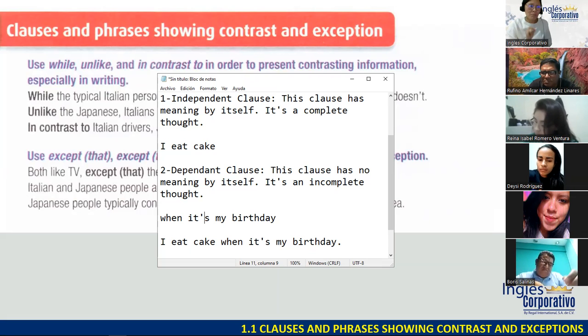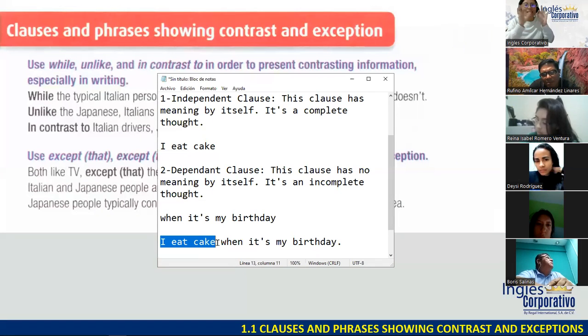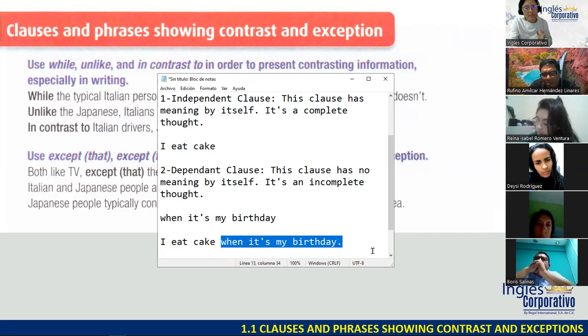Now, what happens here is this. Eat a cake or eat cake or I eat cake is my independent clause. Es la independiente. Why? Because it has a complete thought. O sea, una idea completa. And when I say when it's my birthday, it's the dependent clause. Why? Because this is an incomplete thought. Es una idea incompleta. And it has no meaning by itself. ¿Qué quiere decir eso? Que necesita algo más para tener sentido. Otherwise, it would make sense.